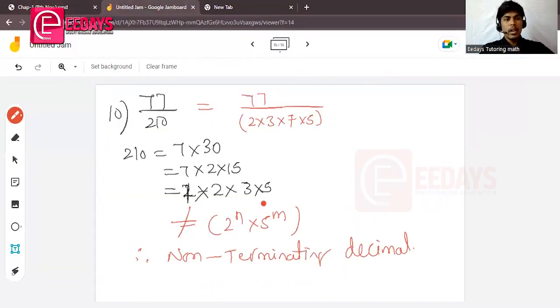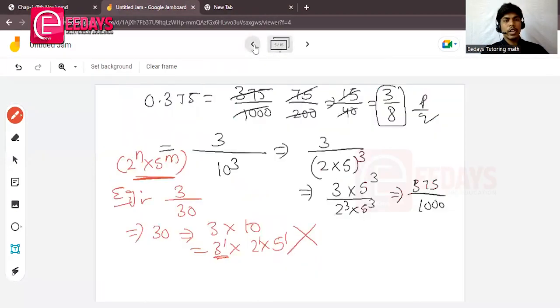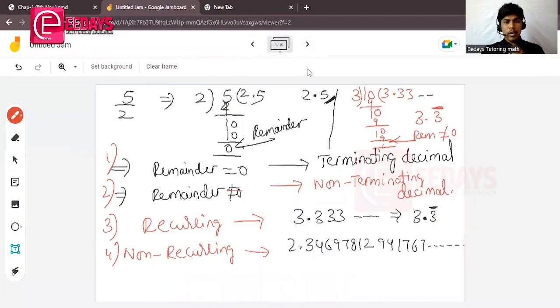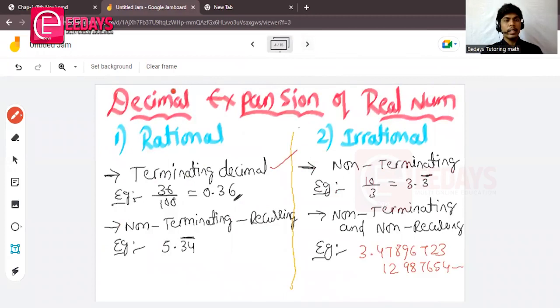I hope you enjoyed the session. We revised all the topics, guys, because this concept is really important. These terms, terminating, non-terminating, recurring, non-recurring, are important in this exercise. For rational numbers, we get terminating and non-terminating recurring decimals, which we just solved in the first exercise. For irrational numbers, we got this one.